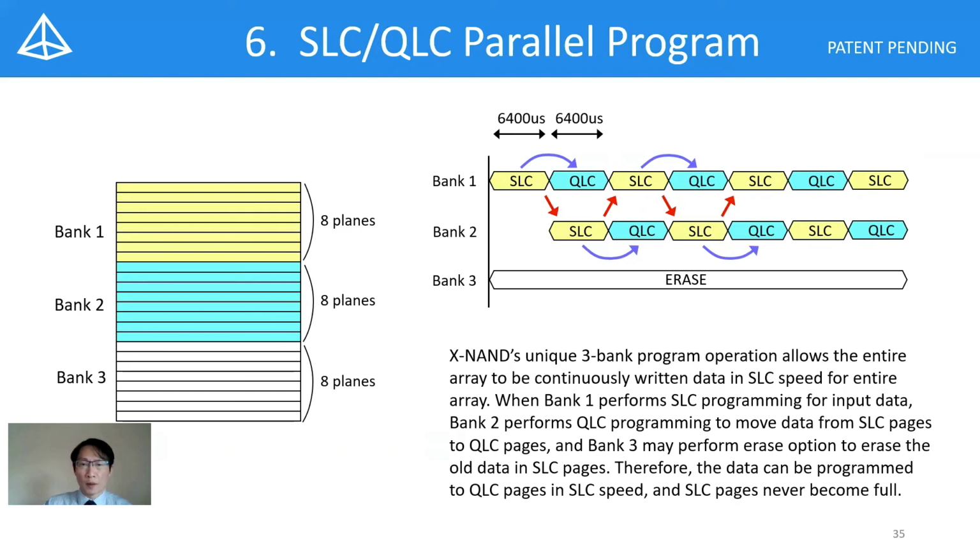When the data is programmed to one bank, the other bank will perform QLC program to move data from SLC to QLC pages. By using this way, the data can be continuously programmed to SLC page and then move to QLC pages in SLC speed. This solution solves the SLC cliff problem of the conventional NAND.